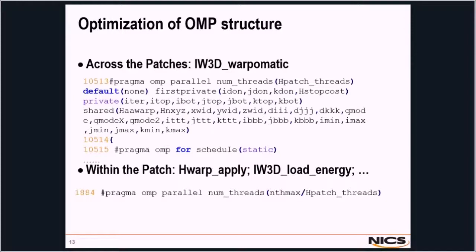Then within the same level, which is within the same patch size, we call basically 4 for loops, and each uses the number of threads each patch thread count specified in the previous steps. So this is the parallelism we add across the patch. Within the patch, we just need to adjust the number of threads to be the total number of threads divided by the threads number on the patch level.